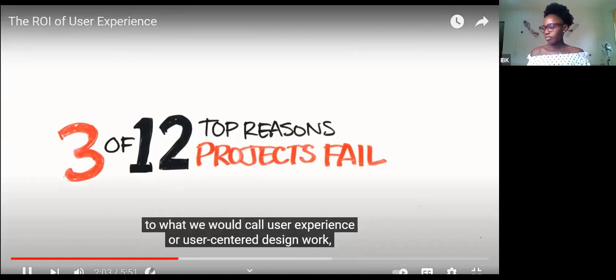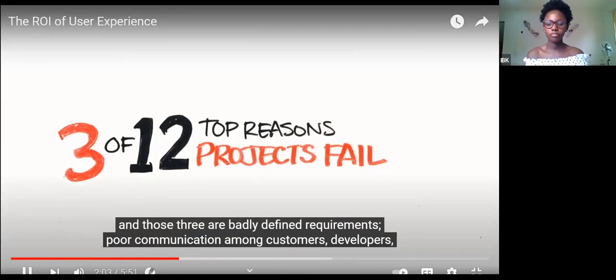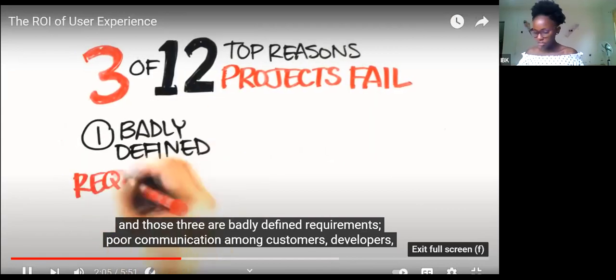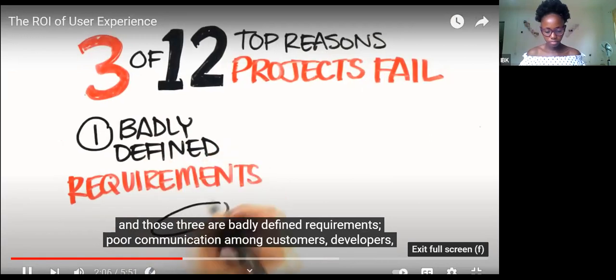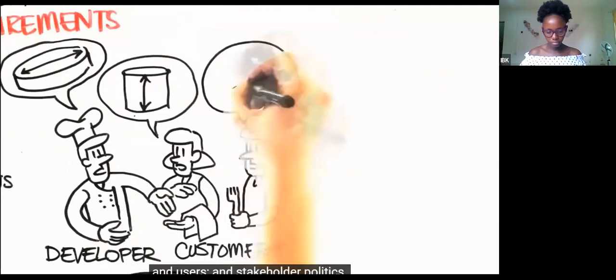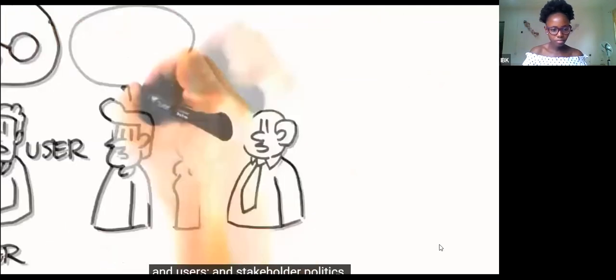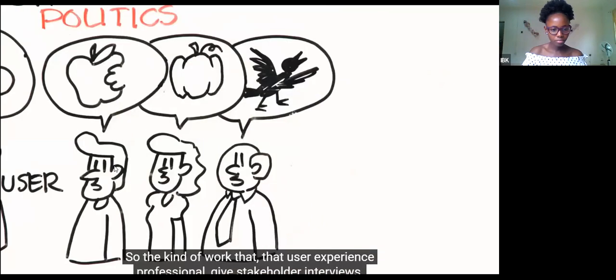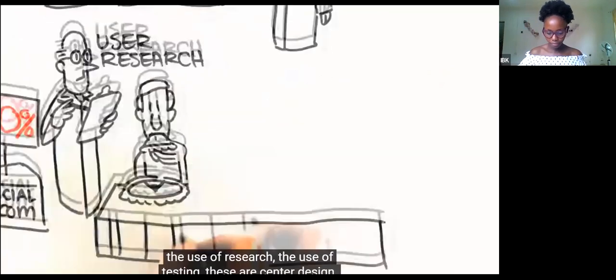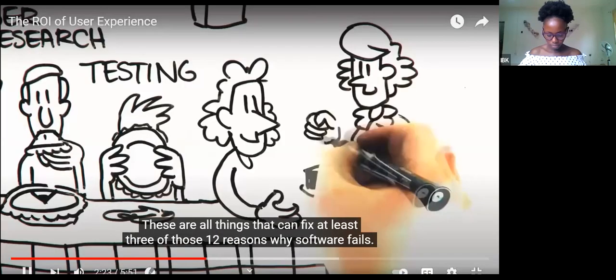And those three are badly defined requirements, poor communication among customers, developers, and users, and stakeholder politics. So the kind of work that user experience professionals do, stakeholder interviews, user research, user testing, user-centered design, these are all things that can fix at least three of those twelve reasons why software fails. You actually can calculate the savings or additional revenue or benefit that you get from improving the user experience of a product. So let's look at some examples to make this more concrete.